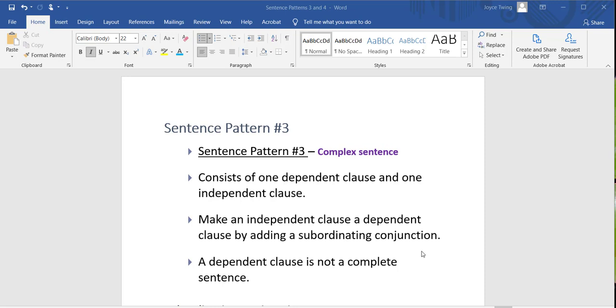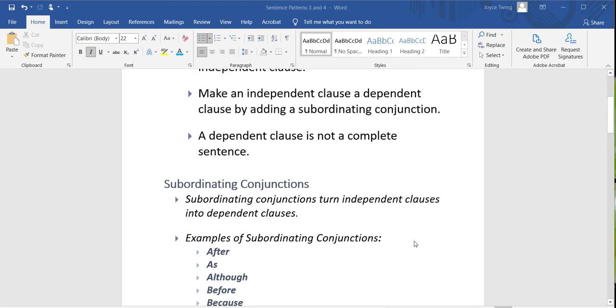Now, before you get ready to turn this off and say this is mumbo jumbo and she's talking a foreign language, think about it. Dependent and subordinate mean the same thing. They mean you can't stand by yourself. You are dependent on, subordinate to something else. So a dependent clause is not a complete sentence, but we can take a complete sentence and transform it into a dependent clause, an incomplete sentence, by adding a subordinating conjunction.